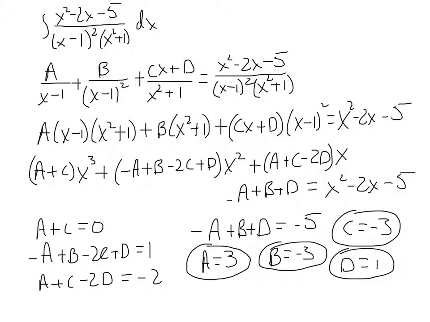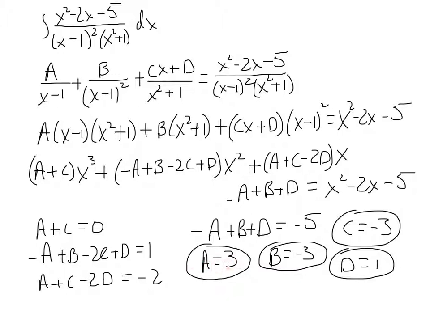Since we don't have an x cubed term on the right, the factor in front of x cubed must be 0. So A plus C must be equal to 0. Since our coefficient on x squared is 1, we know that minus A plus B minus 2C plus D must equal 1. Our linear coefficient is minus 2, so A plus C minus 2D must equal minus 2. Our constant term comes from minus A plus B plus D, and that should equal minus 5. And so we set up this set of linear equations with 4 variables and 4 equations, and solve for each variable.